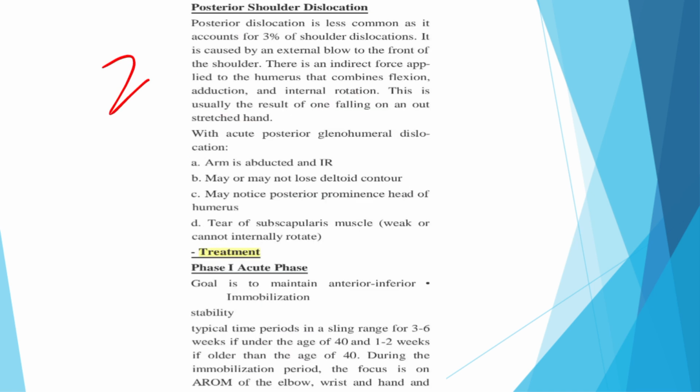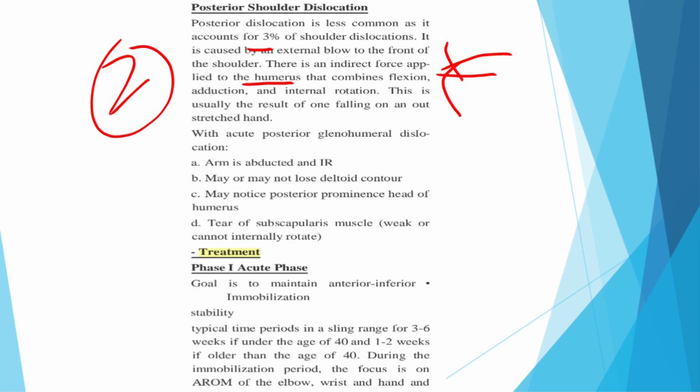And the second, we will discuss posterior shoulder dislocation. Posterior shoulder dislocation is less common and accounts for 3% of shoulder dislocations. Its cause is an external blow to the front of the shoulder. When there is an external blow to the front of the shoulder, the joint is dislocated posteriorly. There is an indirect force applied to the humerus that combines flexion, adduction and internal rotation.